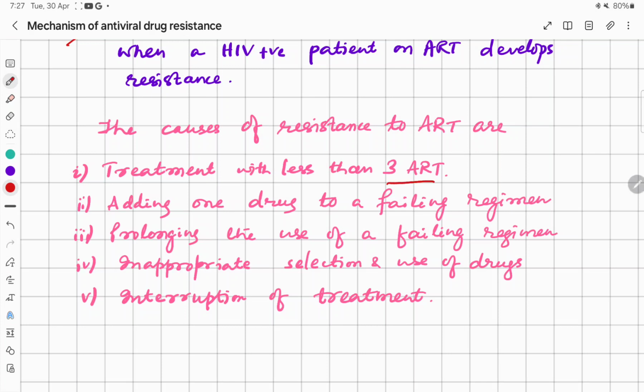So the causes of resistance to ART, antiretroviral therapy, are treatment with less than 3 ART drugs. So a minimum of 3 antiretroviral drugs are required to be used in combination. Adding one drug to a failing regimen: if the person is taking a failing regimen and we simply add another drug, then that will also become resistant. Prolonging the use of a failing regimen: once you know that the regimen is not working and we again prolong that, then that will also cause resistance. And inappropriate selection and use of drugs also causes resistance. And sometimes we stop the treatment abruptly, so interruption of treatment is also another cause of resistance.